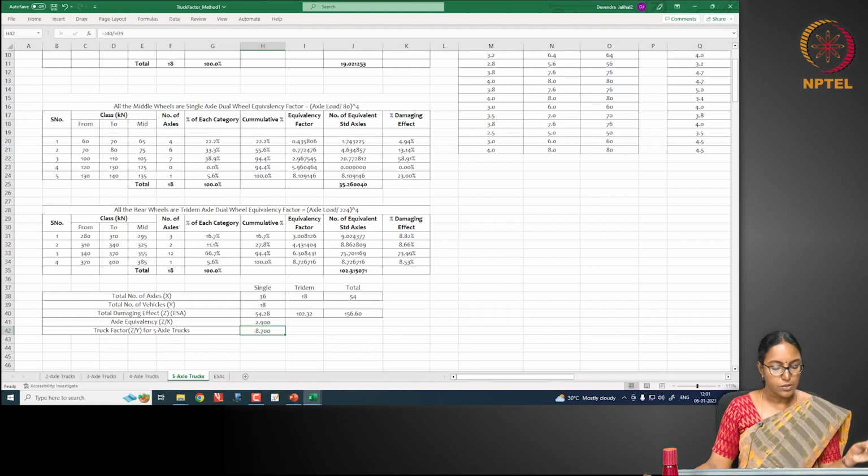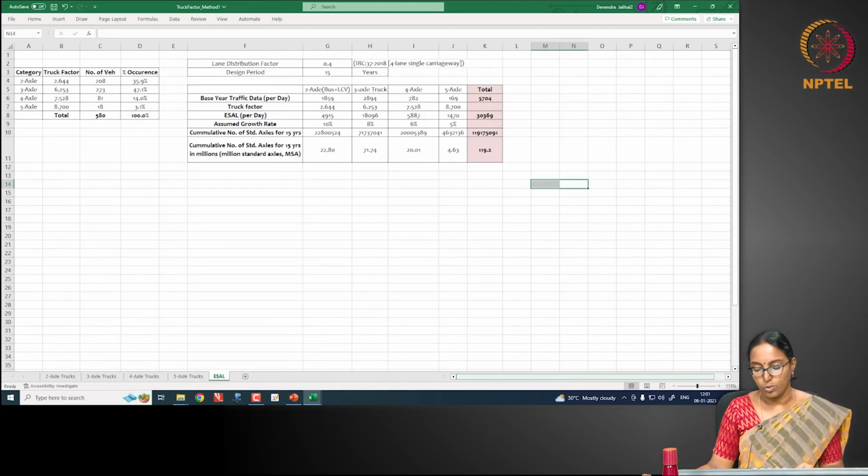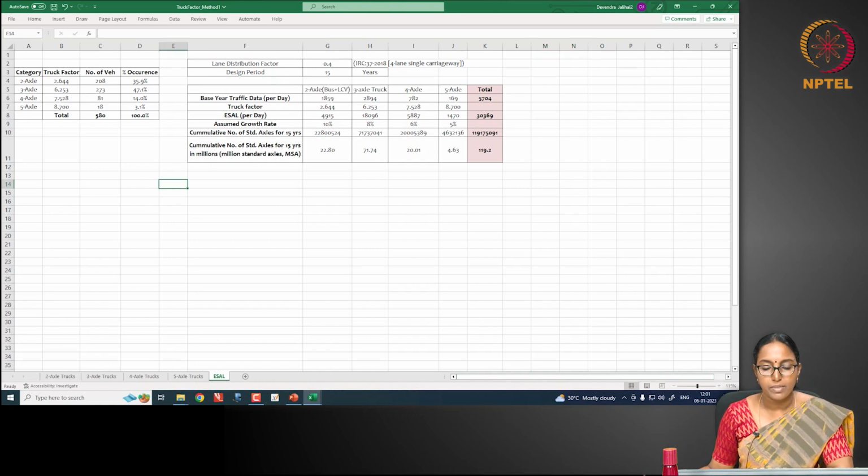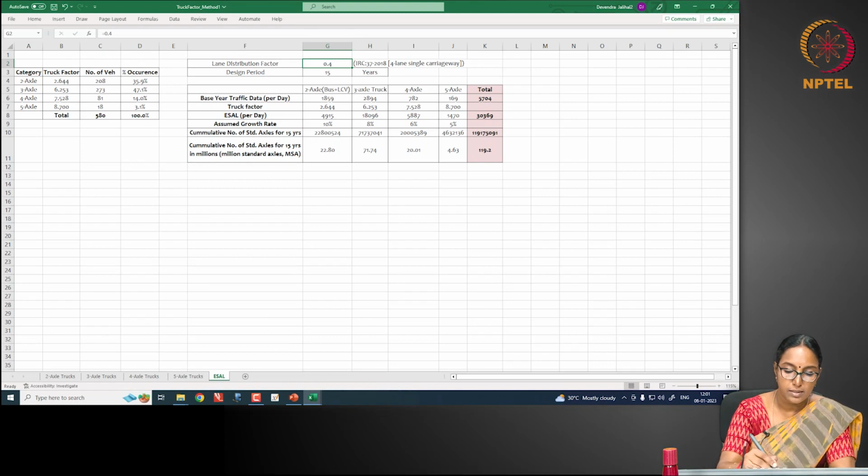8.70. So, for the 2-axle trucks, 3-axle trucks, 4-axle trucks and the 5-axle trucks, don't get confused with the naming; that is for convenience only, I have written it like that. For all the 4 truck categories, we have determined the truck factors separately. Now, let us see how the equivalent standard axle load is computed. Let us assume that this is a 4-lane single carriageway, so that you can take a lane distribution factor of 0.4. You see here they have taken a lane distribution factor of 0.4, and let us assume a design period of 15 years.